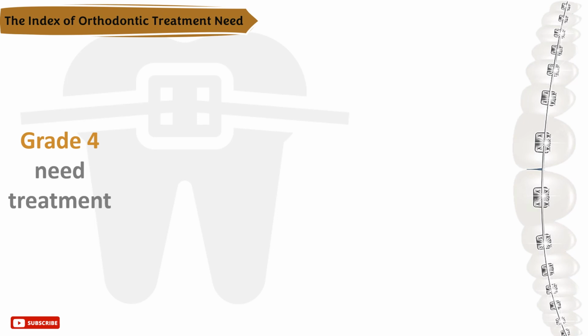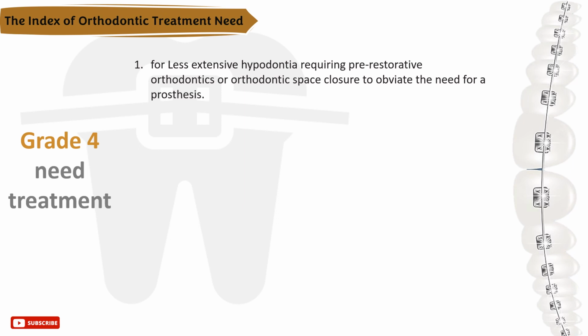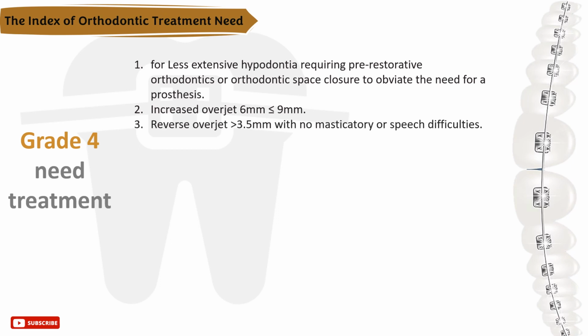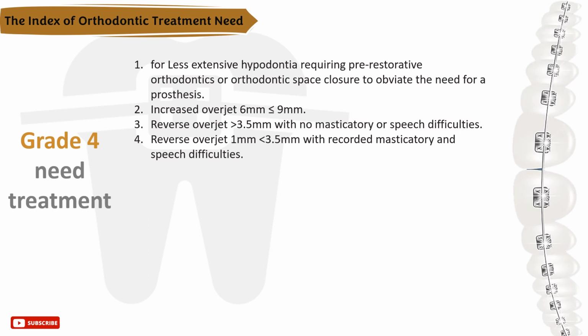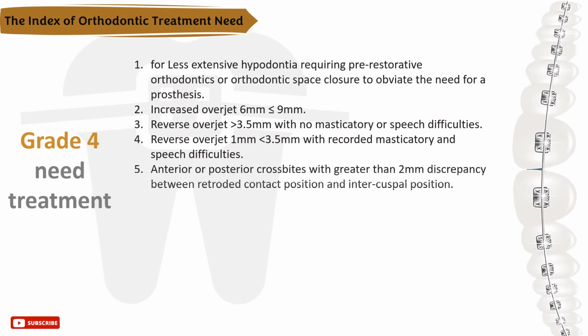Grade 4, where there is a need for orthodontic treatment, like in the following cases. Less extensive hypodontia requiring pre-restorative orthodontics or orthodontic space closure to obviate the need for a prosthesis. Increased overjet from 6 mm to 9 mm or less. Reverse overjet more than 3.5 mm with no masticatory or speech difficulties. Reverse overjet from 1 mm to less than 3.5 mm with recorded masticatory and speech difficulties. Anterior or posterior crossbites with greater than 2 mm discrepancy.